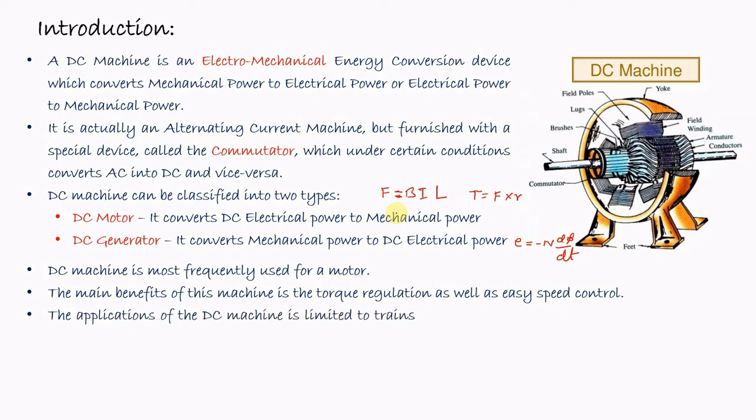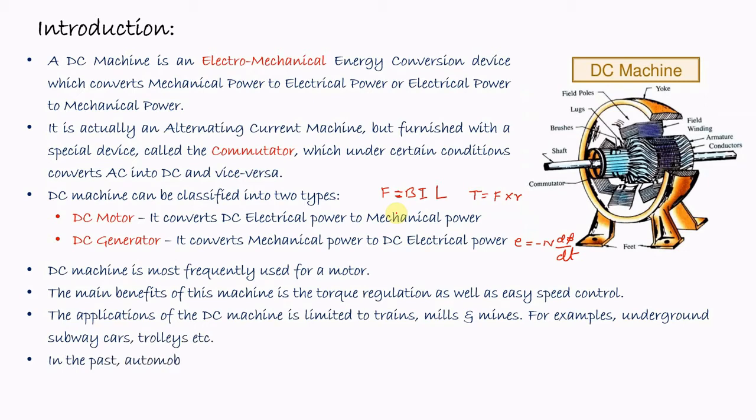The applications of the DC machine are limited to electric locomotives, for example trains. Then it is used in mills and mines, for example underground subway cars, trolley cars, etc. Earlier in automobiles, the DC dynamo was used for charging the batteries. So this is also an application of the DC generator.